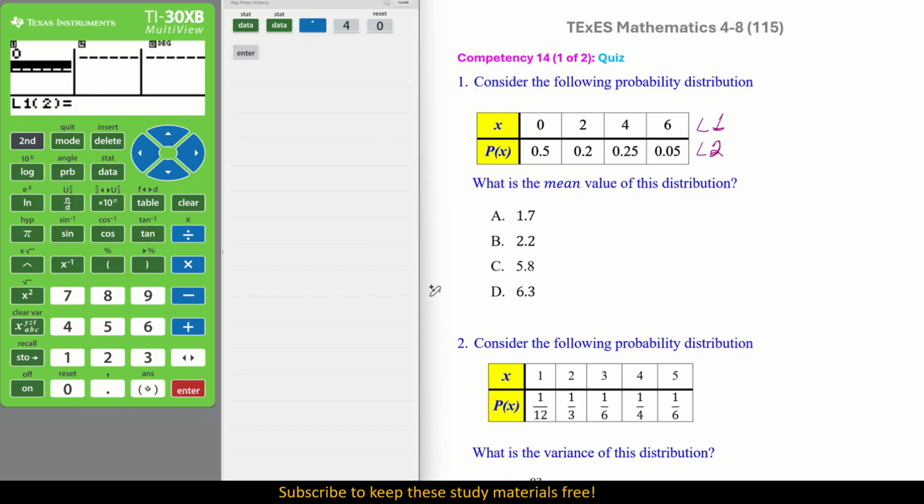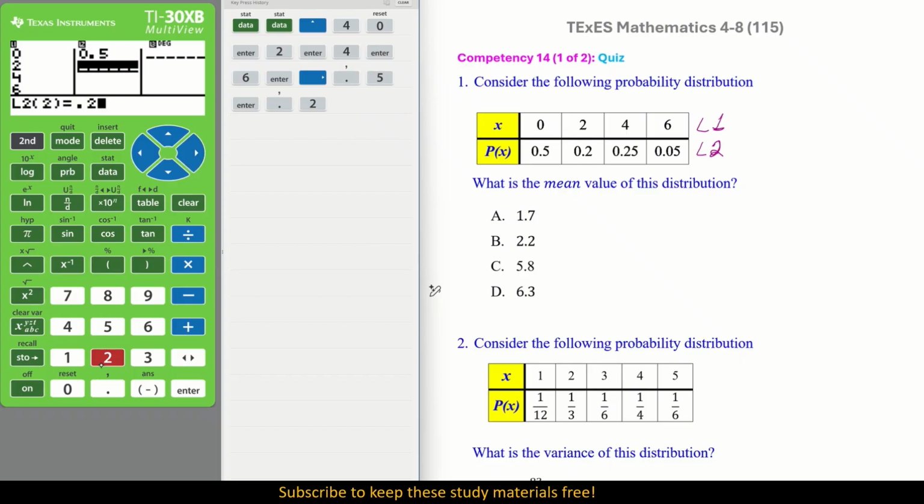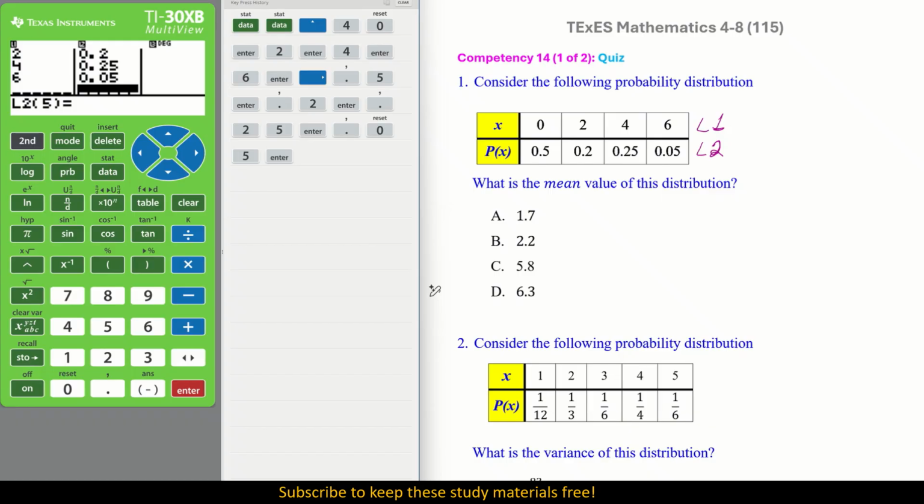Okay, so 0 and 2, 4, 6, arrow over, and I need 0.5, 0.2, 0.25, and 0.05 enter. Verify they match up. Looks good. Okay, now, all right.